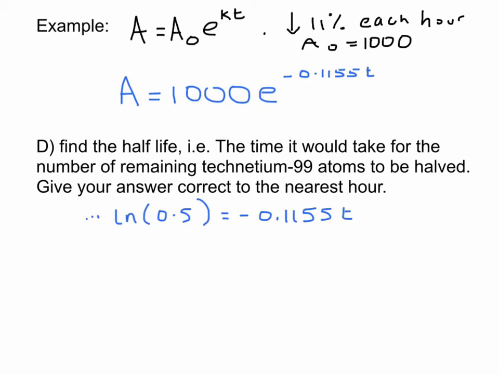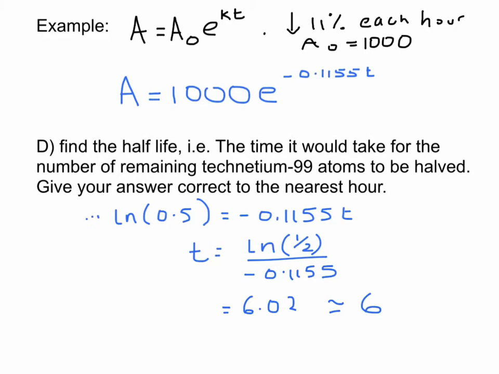So from before we had natural log of 0.5 equaling negative 0.1155t. The next step is to divide by the coefficient of t, so you'd get t equals log of half, or 0.5, either way is fine, divided by this coefficient here, which is negative 0.1155. You do need your calculator for this, and it's approximately 6.02, and so you'd round it off to the nearest hour, so it's 6 hours.